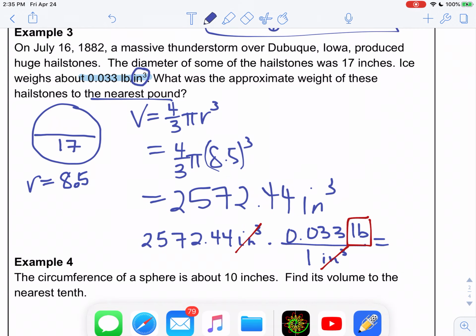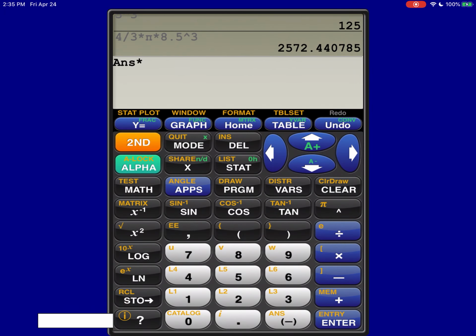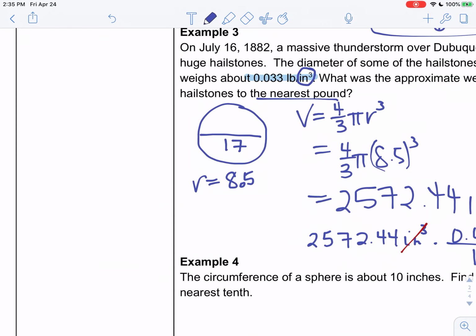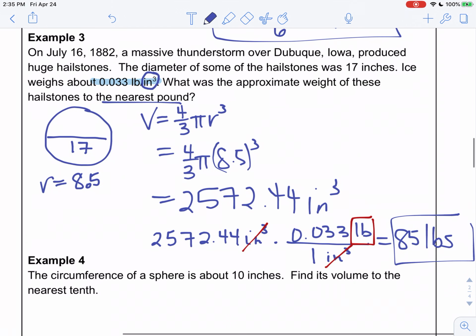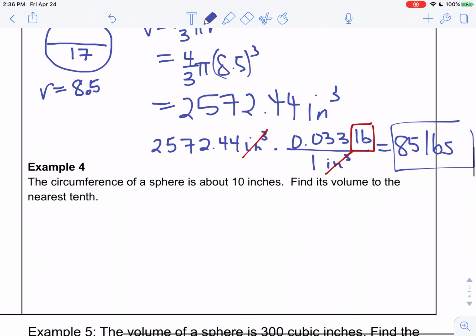All right, so then we'll go back to our calculator, times 0.033, and I get, to the nearest pound, about 85 pounds. Watch out, you do not want that hail to hit you, because that's the size of a small human. All right, cruising along then. Example 4, and then I have a bonus example in here because I came up with one more type of question that you may want to deal with.